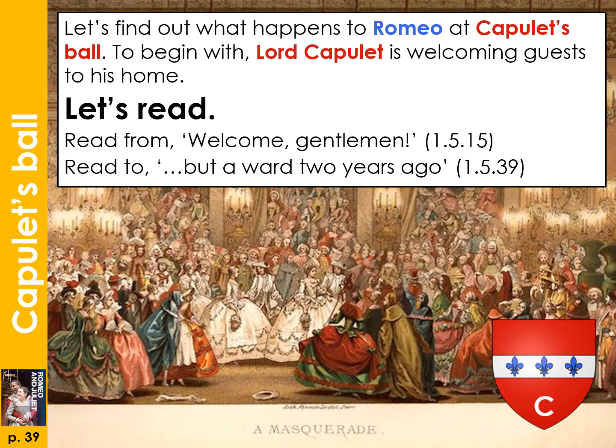So we're going to find out what happens to Romeo at Capulet's ball. And to begin with, Lord Capulet is welcoming guests to his home. Now, you don't have the book at home, so what I've done is on the next couple of slides, I've put the extract that we need to look at, and I'm going to read that out for you so you can follow it as we go through. So be prepared to click to the next slide and then listen and read the text along with me really carefully.